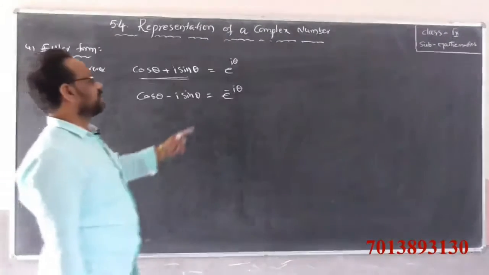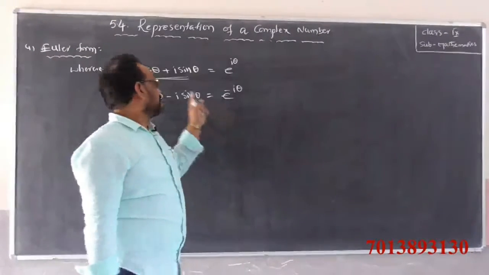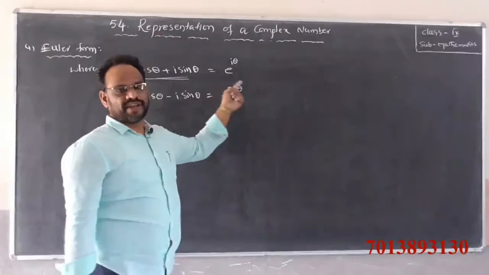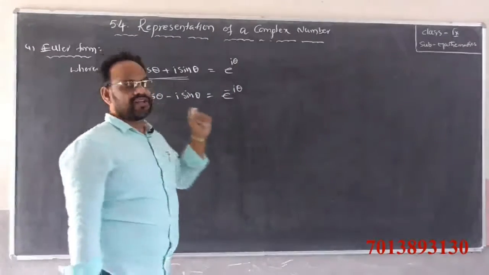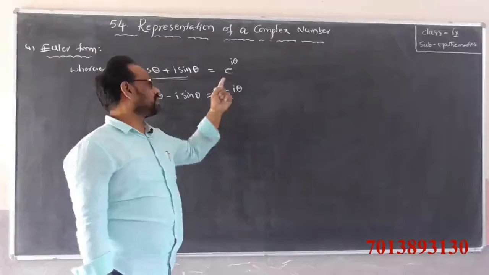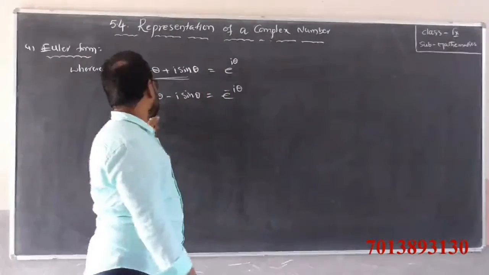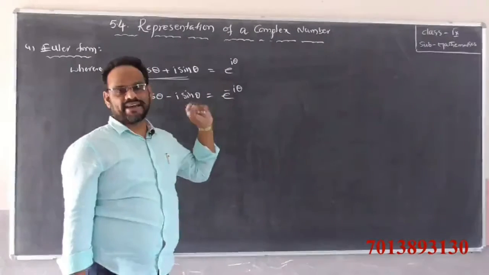e to the power minus i theta. cos theta plus i sin theta equals e power i theta. Wherever you get cos theta plus i sin theta, sometimes you use e power i theta. And cos theta minus i sin theta equals e power minus i theta.